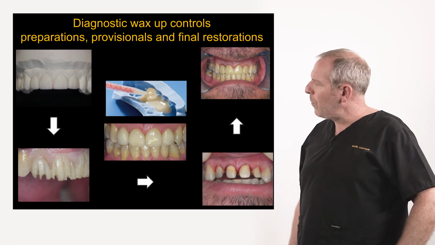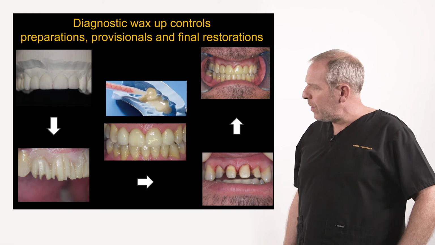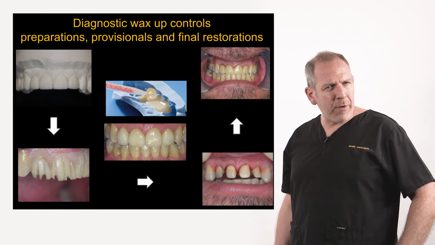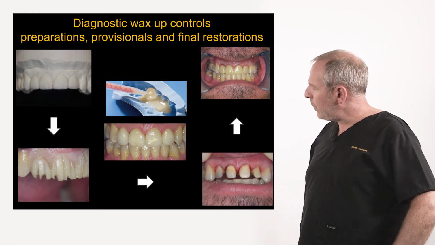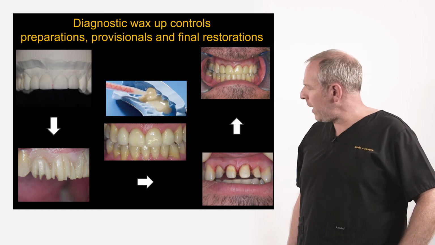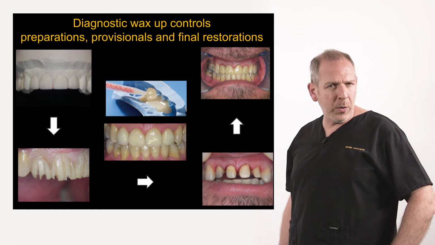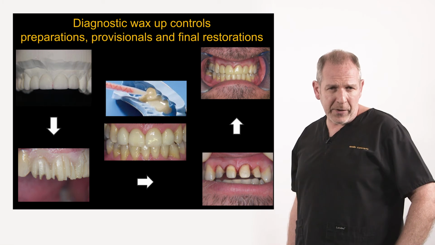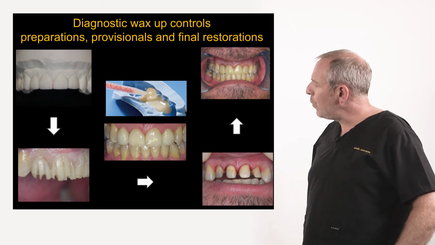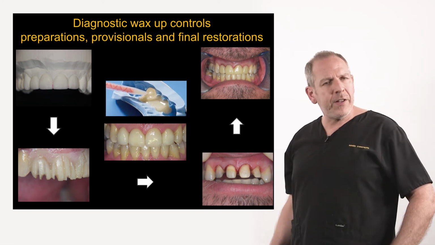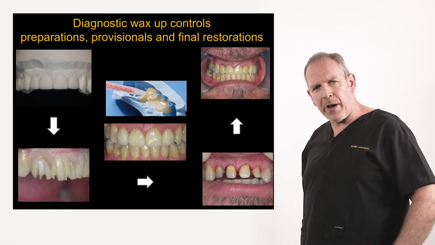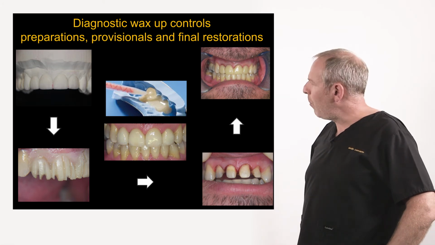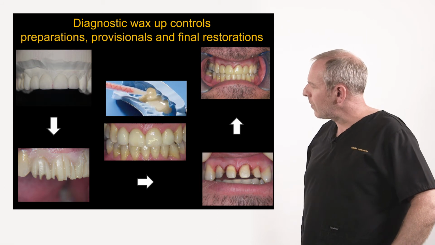And so we use the wax-up to do a biological prep-through guide, and you can see that on the bottom right of the screen are our minimal shell Emax preparations. So minimal tooth preparation on these teeth that are already very compromised with the large composite restorations.